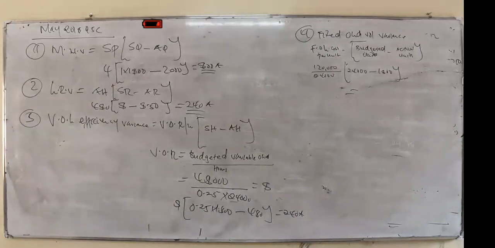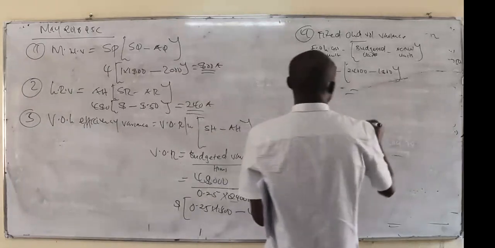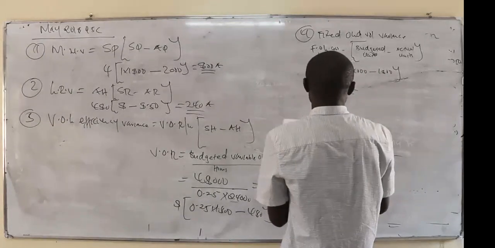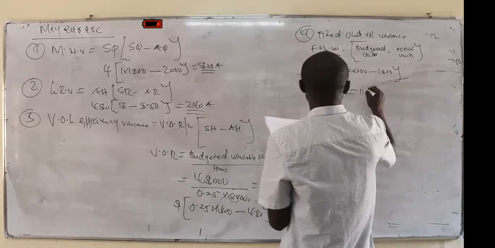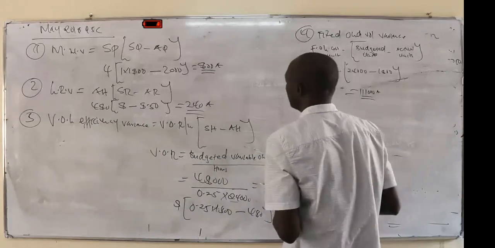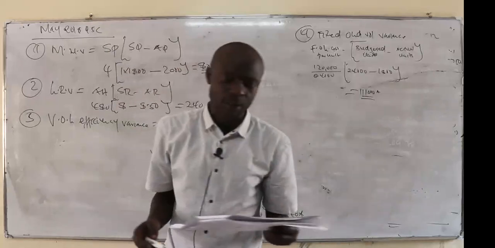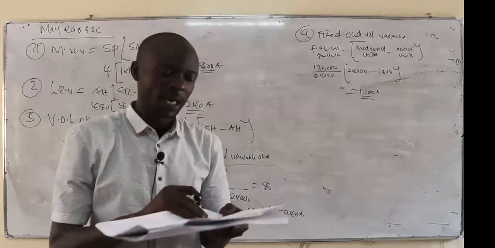The computation of each variance was allocated 3 marks. So the total marks allocation was 3 times 4, 12. So those are a lot of marks. Adverse, 111,000 favorable. This is 24 adverse. So that is variance. We had to do some variances there.